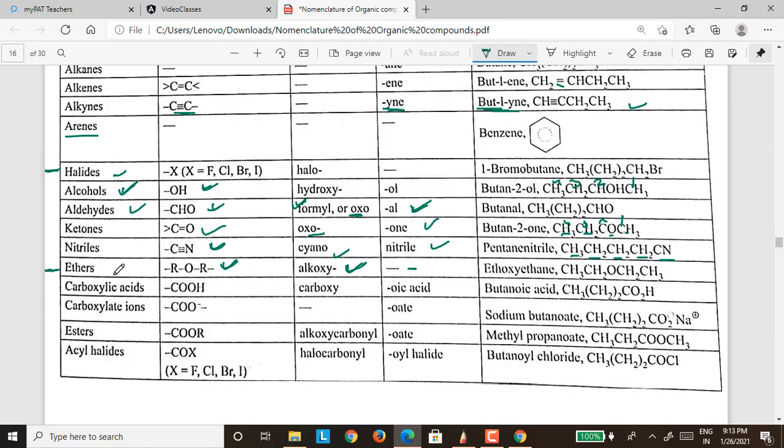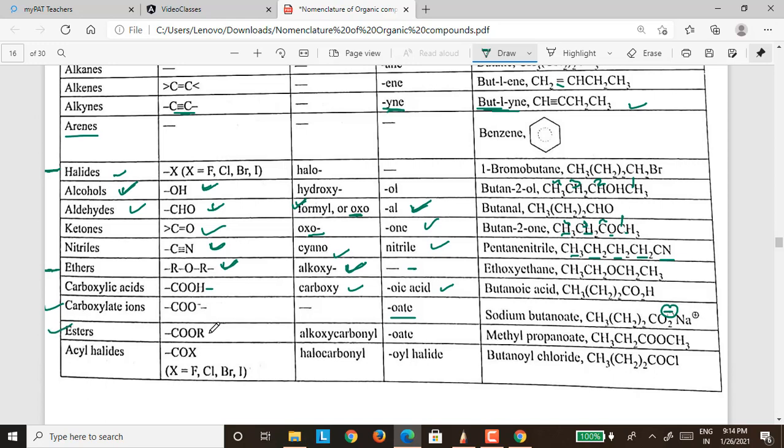Now carboxylic acid. Suppose you are taking carboxylic acid, COOH. If it is used as a prefix, it is carboxy; if it is a suffix, it is oic acid: methanoic acid, ethanoic acid, butanoic acid, like this. This is called butanoic acid. Now carboxylate ion, COO minus. This ion is named sodium butanoate, CH3CH2CH2COO minus Na plus. Sodium butanoate, sodium ethanoate, sodium propanoate, sodium pentanoate, like that.